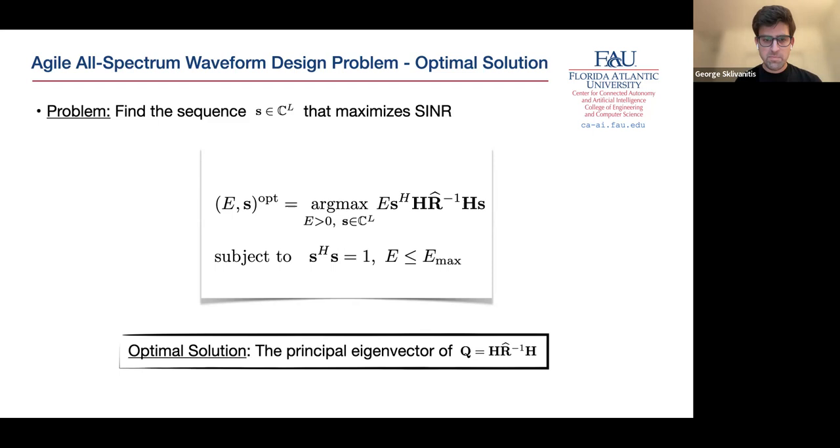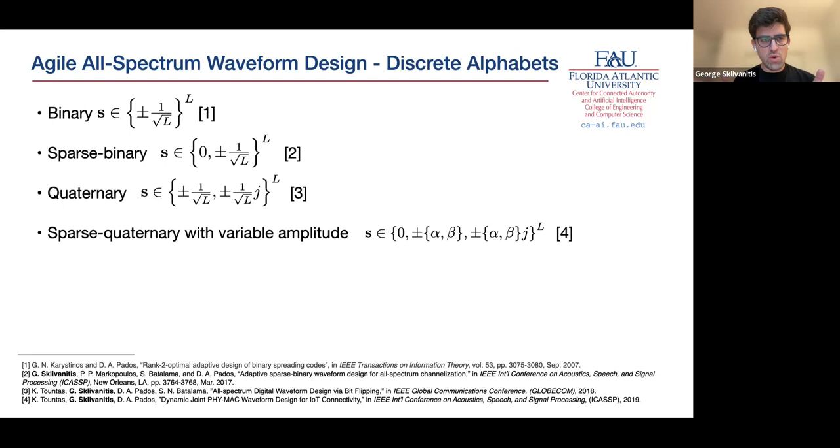However, we are in communications here, so we need our code to take values from a finite alphabet, right? And these are some examples of alphabets that we have considered over the past few years in our studies. We have considered binary alphabets, sparse binary alphabets, quaternary complex alphabets, as well as sparse quaternary with variable amplitude. And you can check the papers listed below for more information.